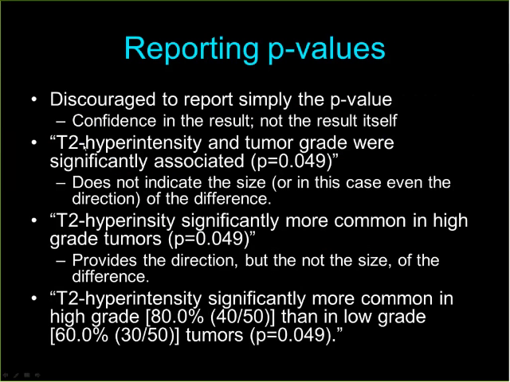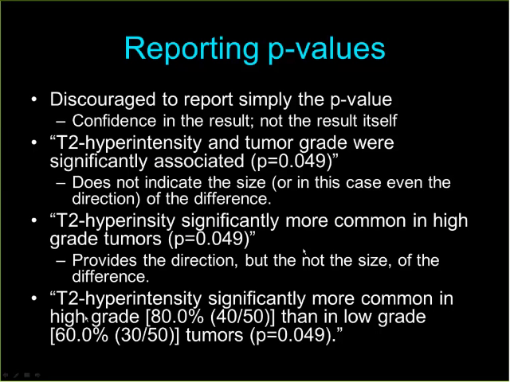So for instance, perhaps I'm reviewing a manuscript and I see this phrase, T2 hyperintensity and tumor grade were significantly associated, p-value of 0.049. But this does not indicate the size, or in this case, even the direction of the difference. We don't know which group, in terms of low or high grade, was more likely to have T2 hyperintensity. We could see that T2 hyperintensity is significantly more common in high-grade tumors. This now gives us the direction, but still not the actual size of the difference. So again, the p-value is the confidence, but it's not the actual data.